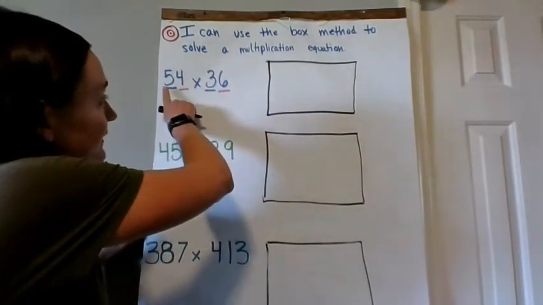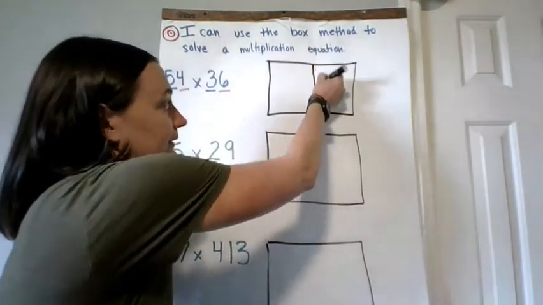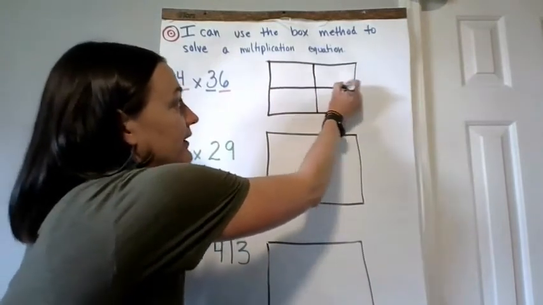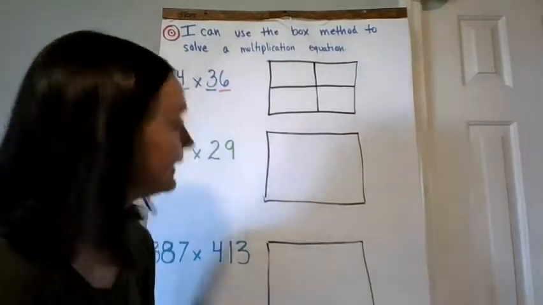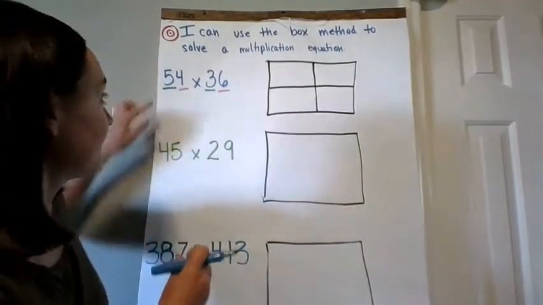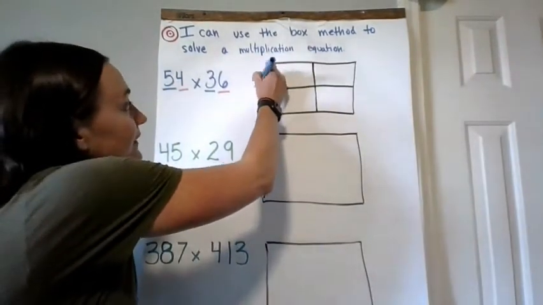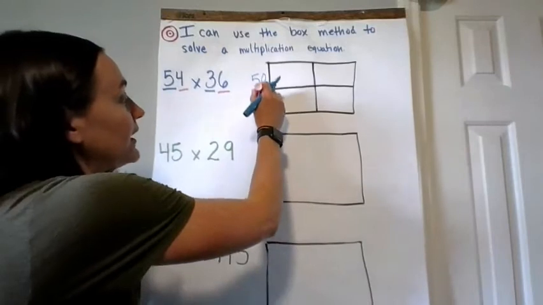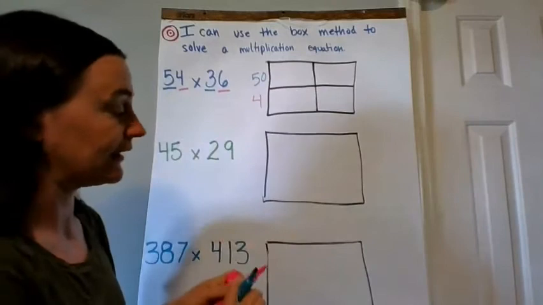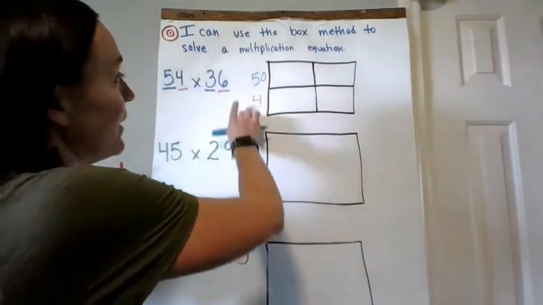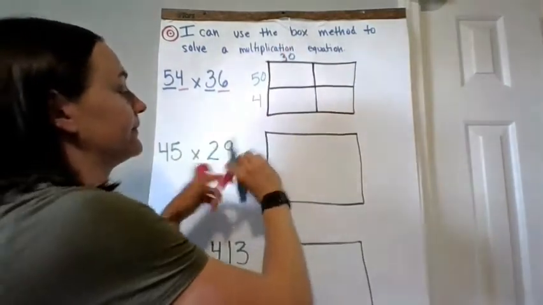I can see right here that we have 4 numbers in our equation, 1, 2, 3, 4. That means I'm going to need 4 boxes because I'm going to have 4 different equations to solve for 54 times 36. I'm first going to break apart my 54 into 50 and 4. It doesn't matter if the 50 and 4 go up here or down here, as long as you split them up by tens and ones. And then I'm going to split up my 36 into 30 and 6.